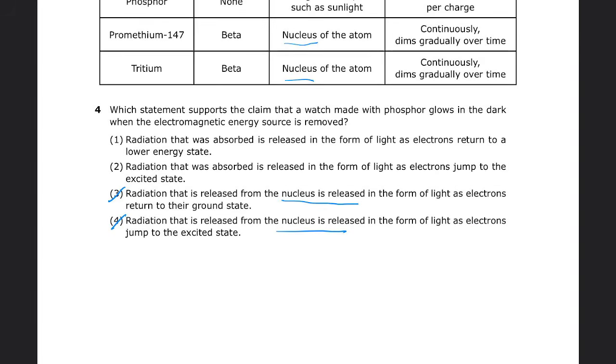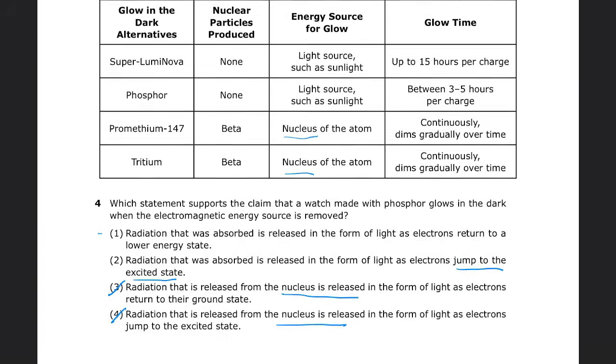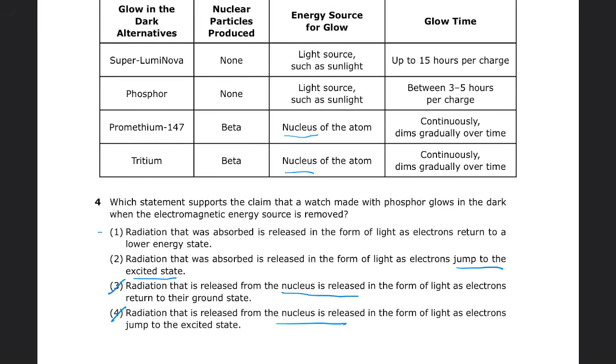All right, so choice 1 says that radiation that was absorbed is released in the form of light as electrons return to a lower energy state. I'm really liking that answer, but let's read the other one. Radiation that was absorbed is released in the form of light as electrons jump to the excited state. That's not what's happening. What we're seeing is an electron returning to a lower state, and that's when we're releasing that light energy. All right, so the correct answer for this one is choice 1.